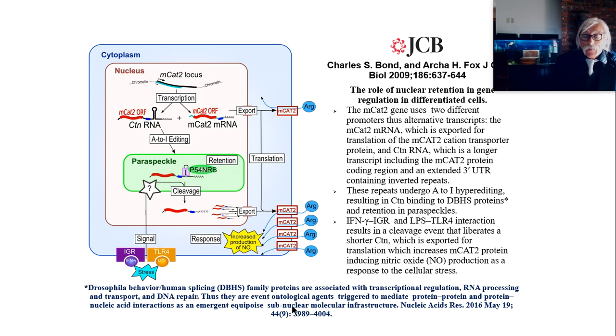Okay, so thus they are event ontological agents. They're happening through time. They're controlling something, all of those processes. So what kind of processes? They mediate protein-protein, protein-DNA, and protein-RNA interactions. And so they are emergent. They're an emergent equipoise, okay? So they're sitting there poised, ready to respond to something. And they're subnuclear molecular infrastructures. And so that's from my writing of this paper published in Nucleic Acids Research, which talked about those proteins. All right, so that's where I get all this literature from.